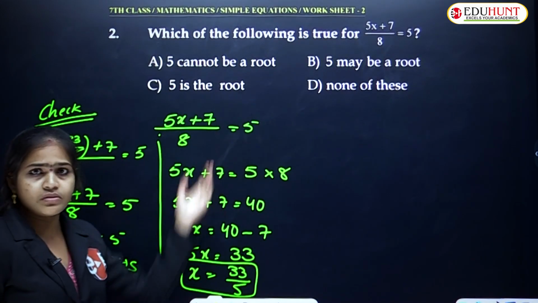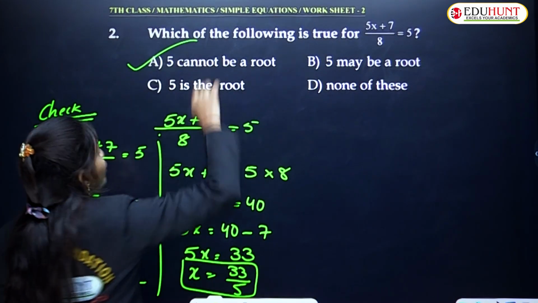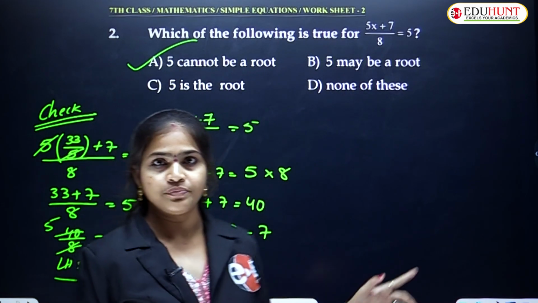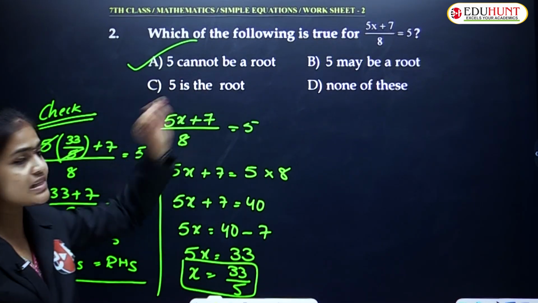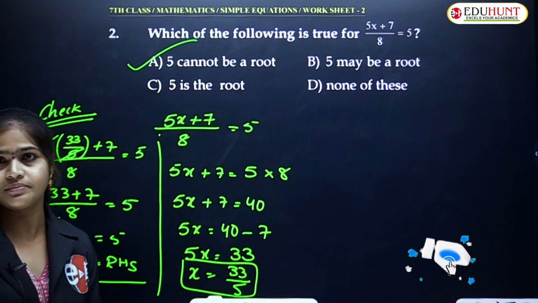That's what I am saying. 5 is not the root. So what is that option here? 5 cannot be a root. It is not possible to get that root as 5 for this given equation. Understand? So as per this, which option is correct here? Option A is correct. That is, 5 cannot be a root.